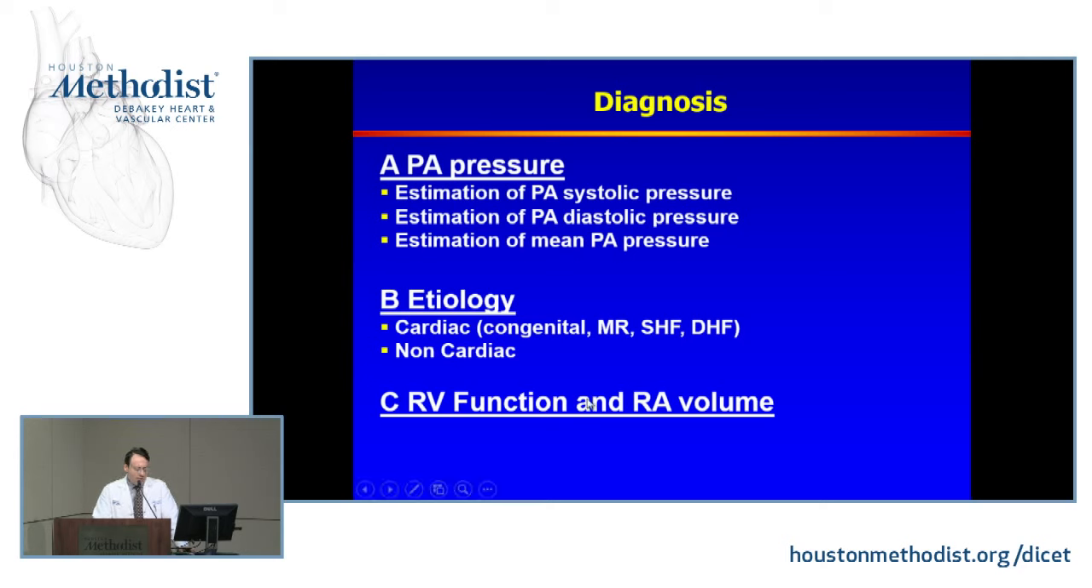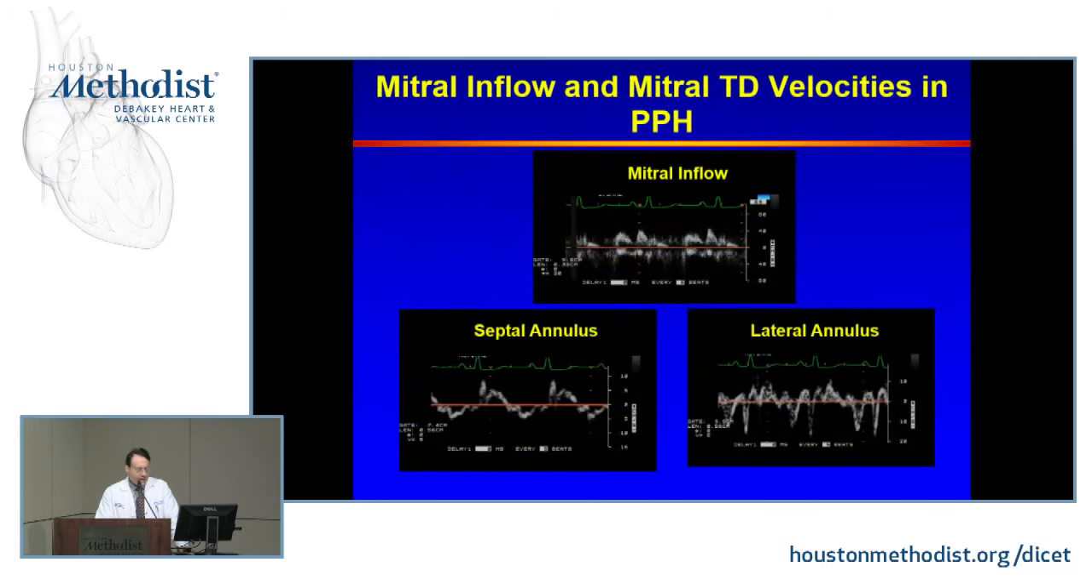RA volume, RV function, and also the presence of effusion are important data that physicians who take care of these patients look after because they determine outcome, and can be related also to what happens in response to treatment.